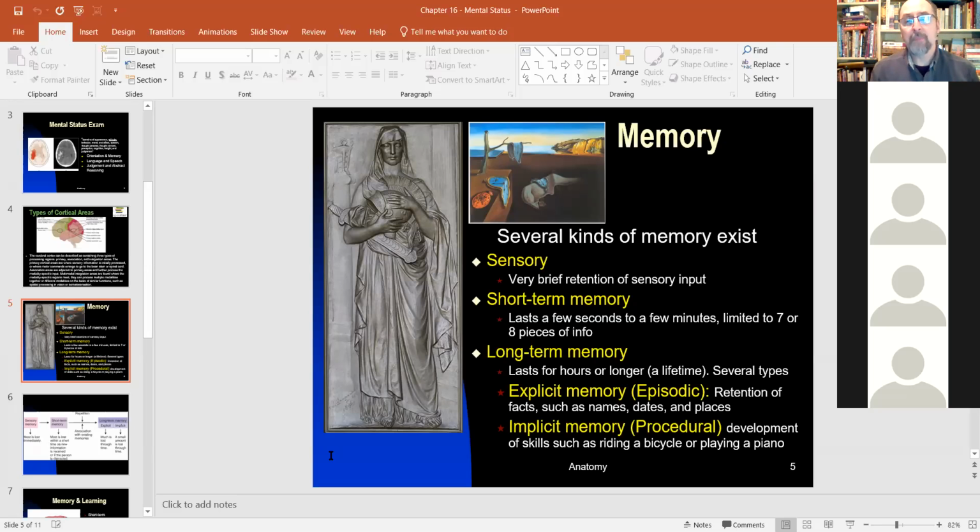And then there's also a kind of implicit memory, sometimes called procedural, which are developments of skills like bicycle riding or playing a piano. And this is in the cerebellum. These are often motor things. And that's a really durable form of memory, and often one of the best. But even more, there are other types of memory that are kind of different.